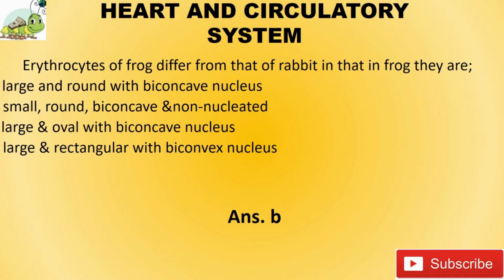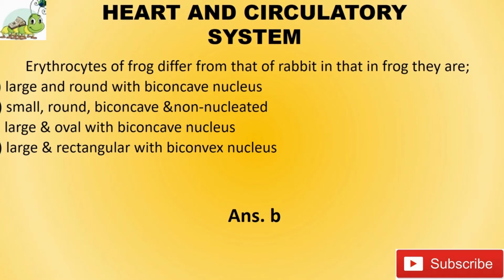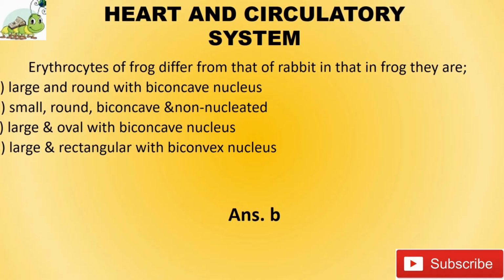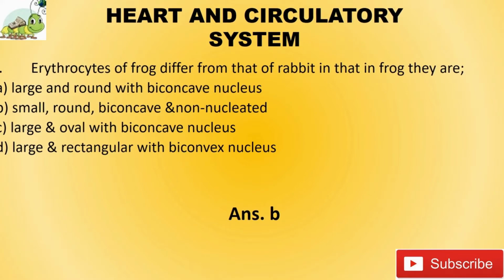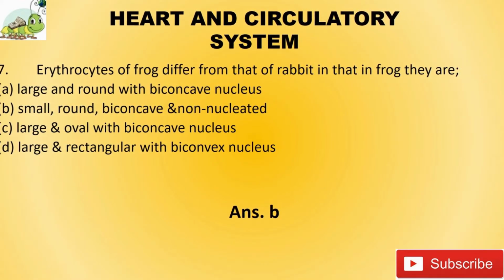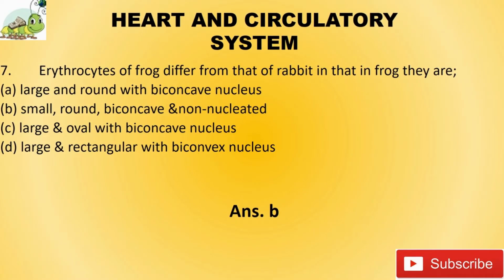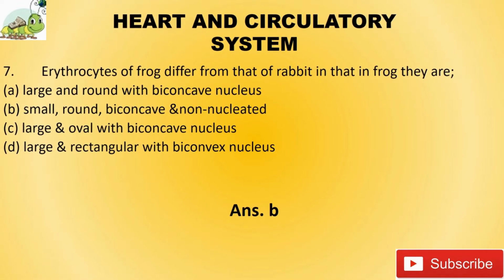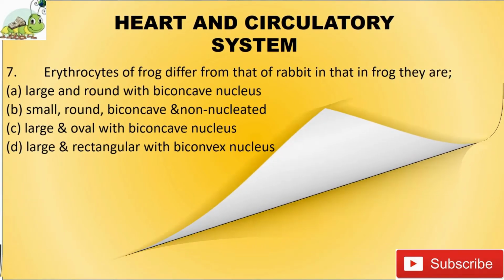Number 7, the answer is C. In frog, the red blood corpuscles are large oval cells with a bulging biconvex nucleus. In mammals, erythrocytes are round, biconcave and non-nucleated.